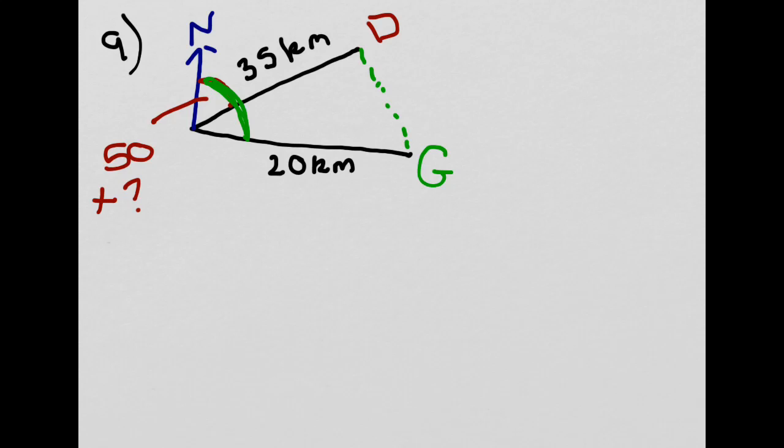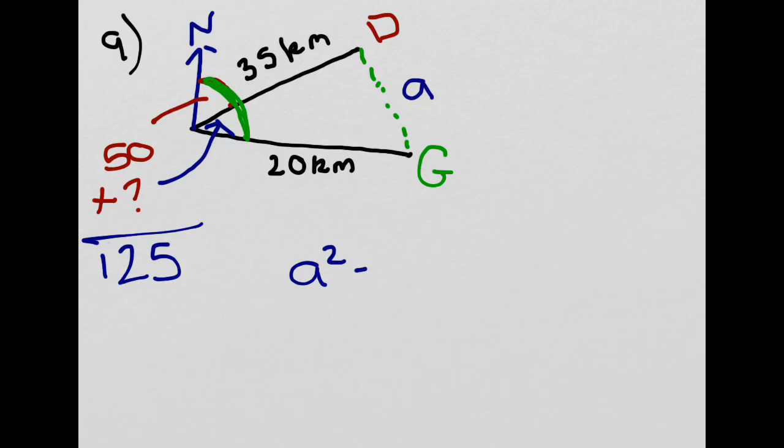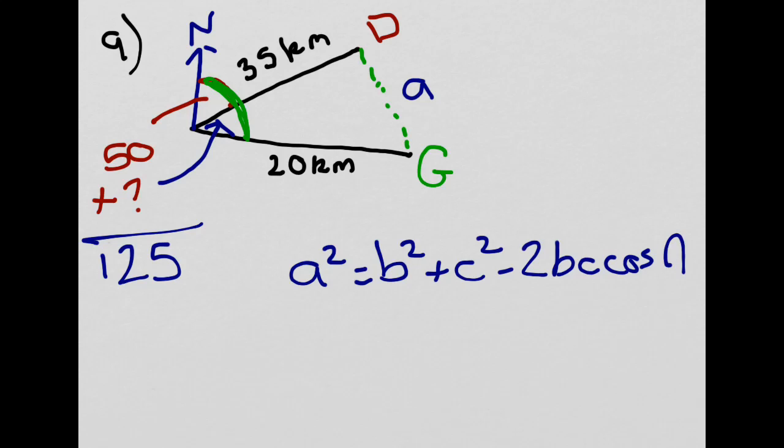125. So because we're working with a triangle here, we've got to use the cosine rule, but we need to find this angle in here. So 50 plus what is equal to 125. That gives you the angle in there. We're then finding this side here using the cosine rule, which is a squared equals b squared plus c squared minus 2bc cos a.